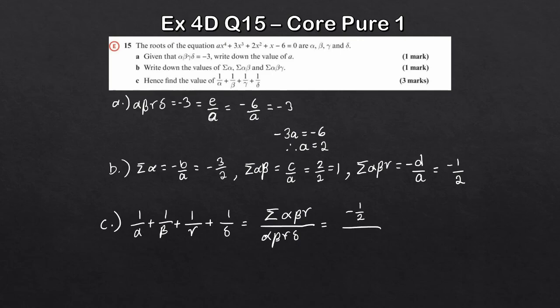We divide this by alpha beta gamma delta, which we know is, where do we write it? Yeah, there we go, minus 3. So we divide that by minus 3. So in other words, this is just 1 over 2 divided by 3, which is 1 over 6. Okay, so that's all you've got to do for the last one there.